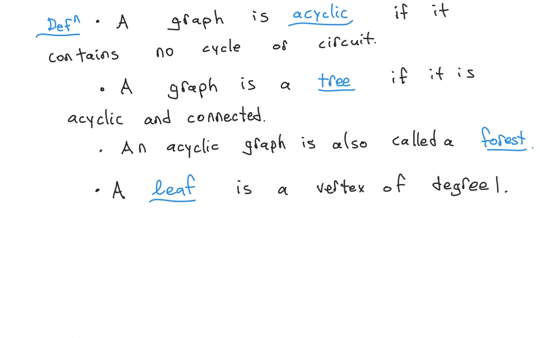Finally, a leaf in a graph is going to be defined to be a vertex of degree 1. So the definition comes from the idea that you've got a graph that looks like this, right? So it looks like a tree. And then the vertices of degree 1 are called leaves because they're the very ends of the tree.